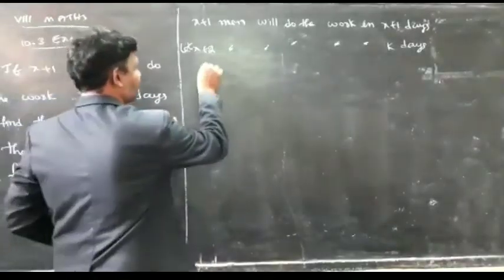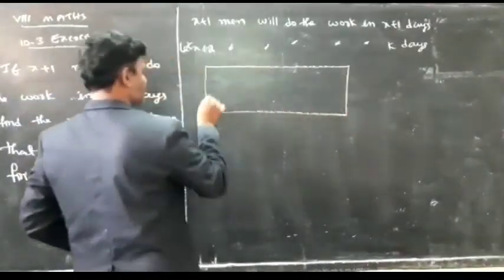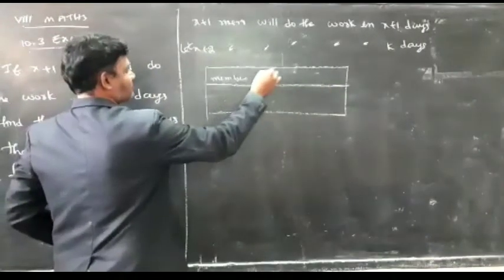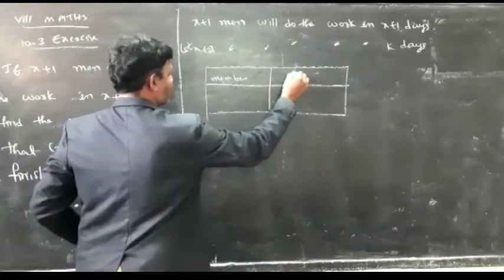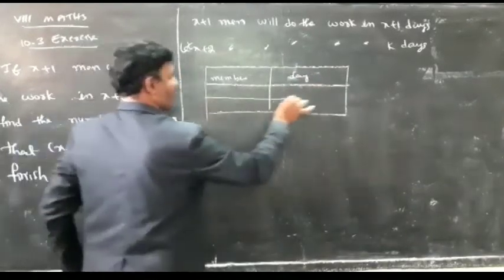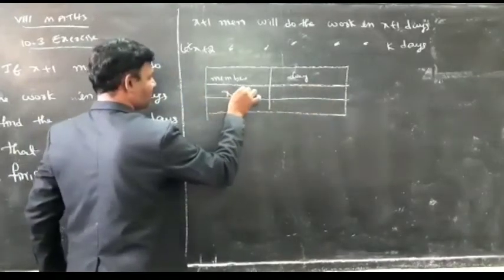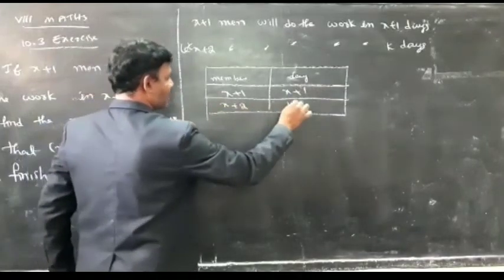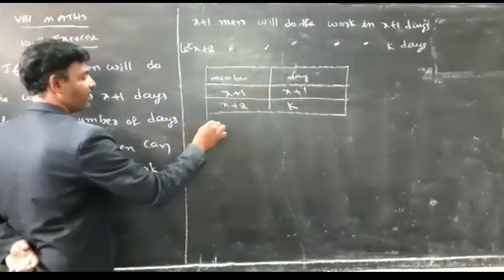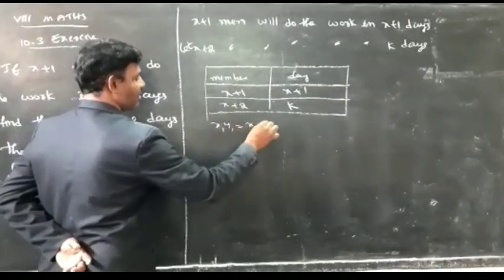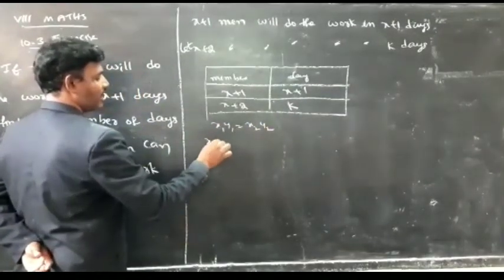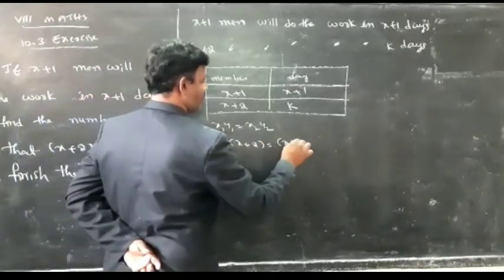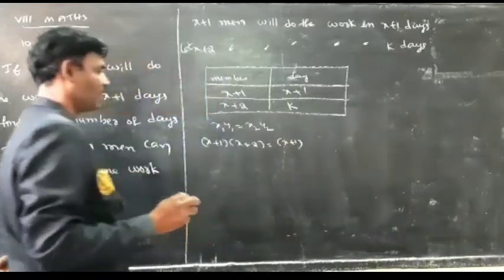See here, first members and work, completing work means days. x plus 1 members can complete the work in x plus 1 days. Then x plus 2 members do it in k days. So what we can write here, x1 y1 is equal to x2 y2. What about the x1? x plus 1 into x plus 1 is equal to x plus 2 into k.